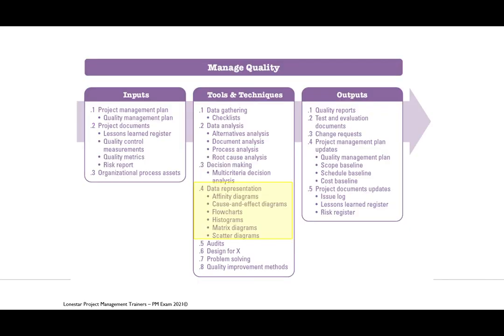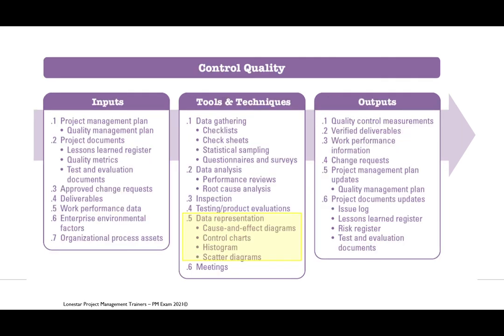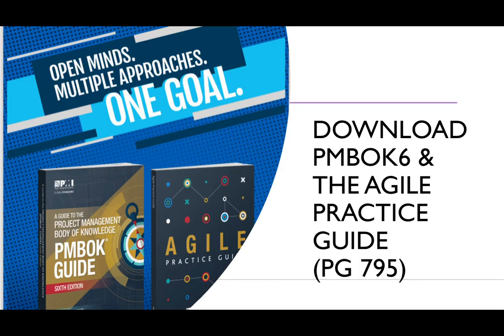Let's take a look at those ITTOs one last time. Manage quality, our data representation: we've got our affinity diagram, our cause and effect diagram, that's the Ishikawa diagram, your flow chart, your histograms, which includes the Pareto, your matrix diagrams, and your scatter diagrams. And then when we come over to control quality, we're talking about cause and effect diagrams, again your Ishikawa, your control charts, your rule of 7, your histogram, which includes the Pareto, and your scatter diagrams. I think it's very important to note that control charts are being mentioned in control quality.